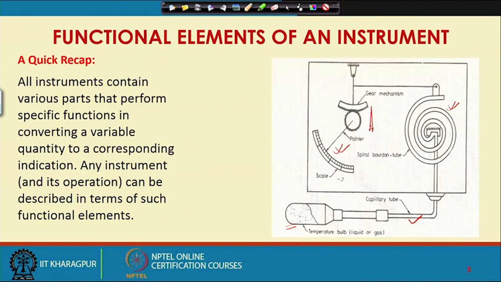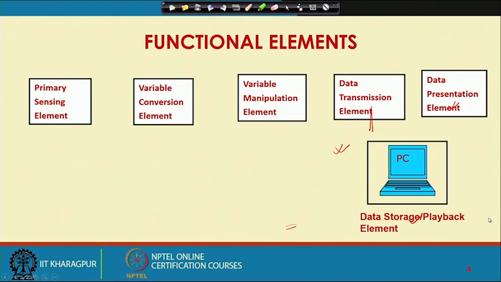So, we identified these functional elements: primary sensing element, which first receives the information about the measured quantity; variable conversion element converts the output of the primary sensing element to another form which may be more appropriate for purpose of measurement; variable manipulation element, it changes the magnitude of the output of the variable conversion element; data transmission element transmits data from one point to another; data presentation element presents data to the pointer, and there can be data storage or data playback element as well. Then the data will be presented to the observer by the data presentation element.